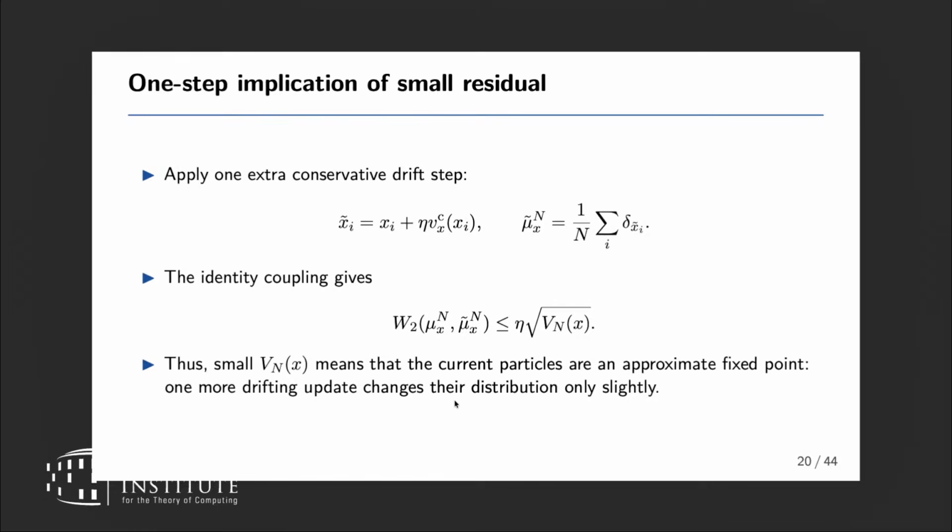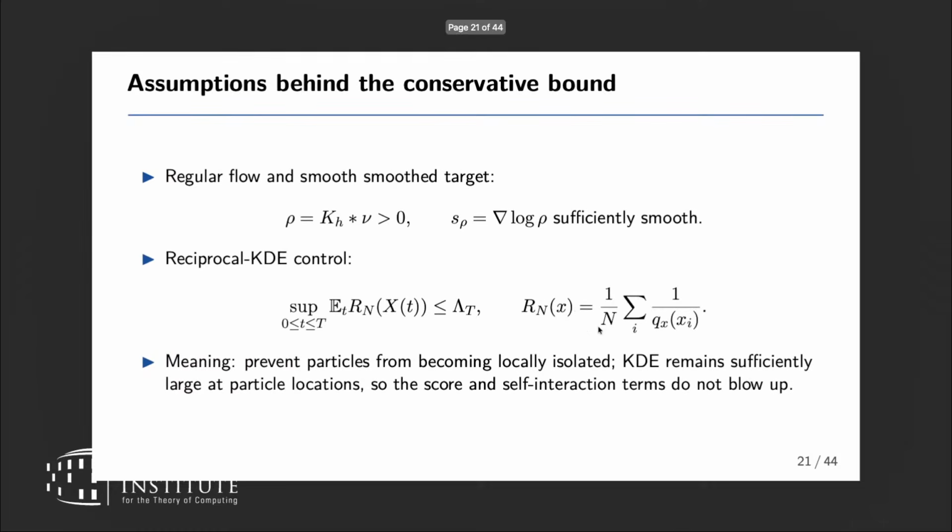And in particular, if you want to bound the Wasserstein distance between the current empirical measure and the empirical measure after one step of this conservative drift step, where you have mu tilde to be the empirical measure after one step, you can bound the Wasserstein distance with the identity coupling as root eta times root of Vn as well. So essentially you're telling that even in a Wasserstein sense, the distribution won't move, right? So after this one step, right?